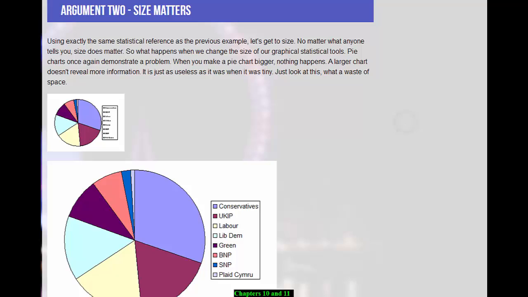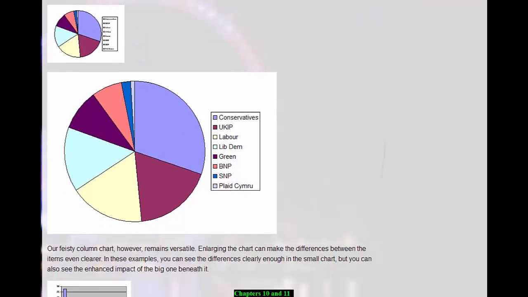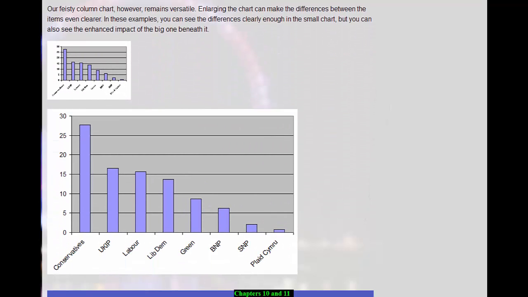Argument 2, size matters. So he's arguing here that a little pie chart or a big pie chart, when you make a pie chart bigger, nothing different happens. A larger chart doesn't reveal more information. It's just as useless as it was when it was tiny. However, this is not the case with the bar chart. He's saying that if you make it bigger, it makes it very much more clear, easy to see your point and make comparisons.